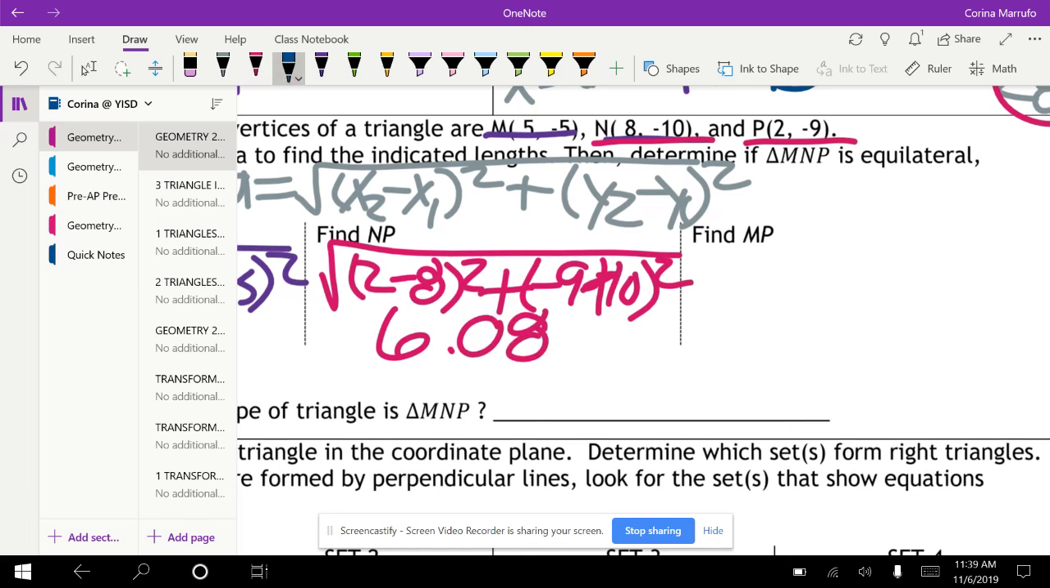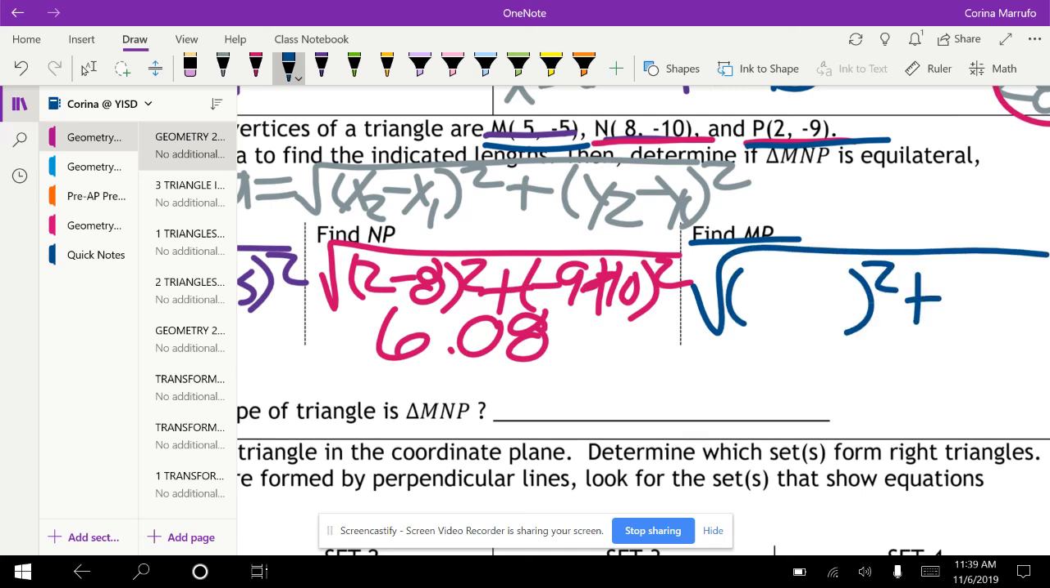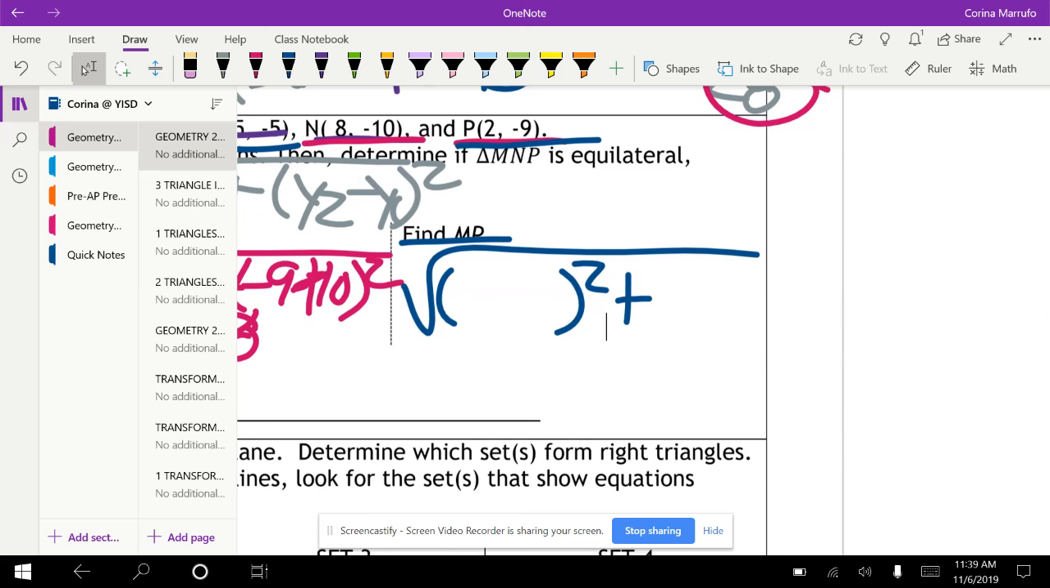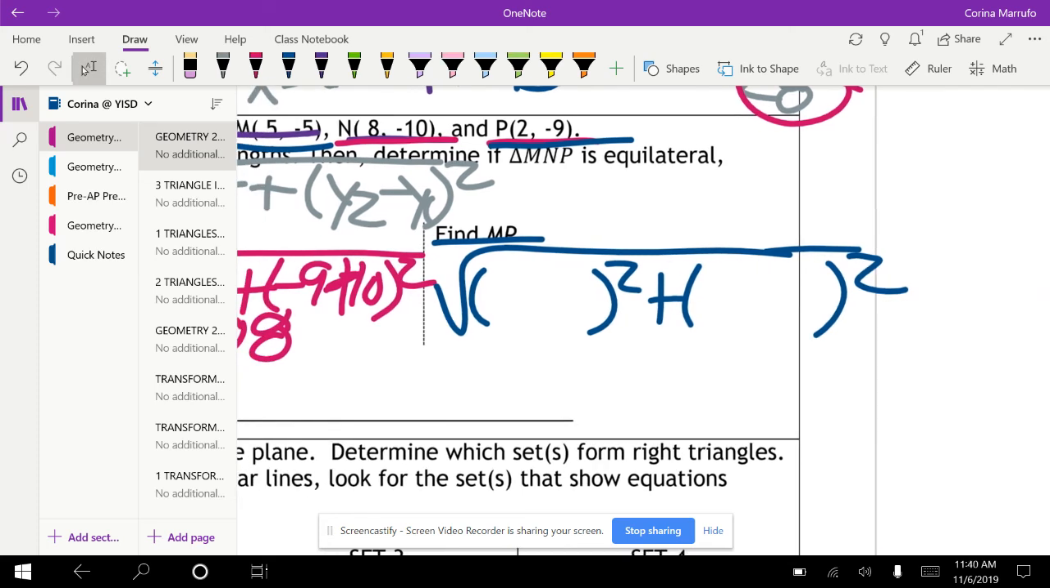And last, they want us to find the distance between M and P. So M and P. And so we're going to take the square root, we subtract our x values and square it, plus, and then we're going to subtract our y values and square it. So here our x values are 2 minus 5. And then our y values are -9 minus a -5. Remember, the 2 negatives make a positive. So when we plug that one into our calculator, we get a 5.